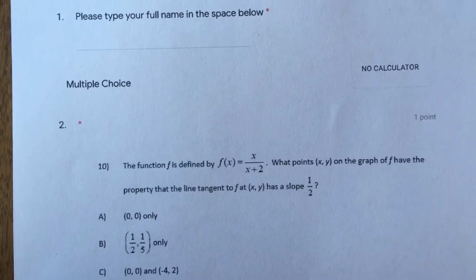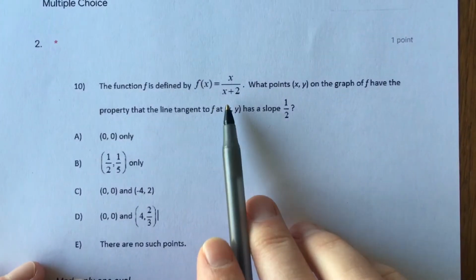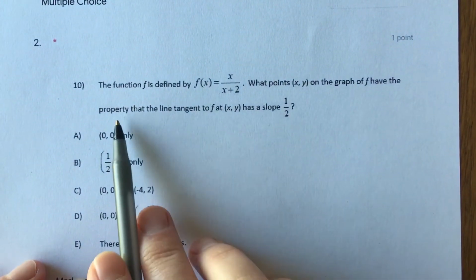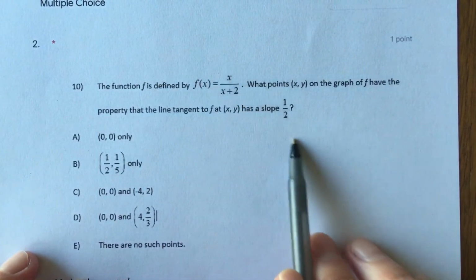All right, we're going to do problems 1 through 5 on review day number 17. First one here gives us a function, and it says at what points does the line tangent to f have a slope of 1/2? So in other words, when does the derivative equal 1/2?